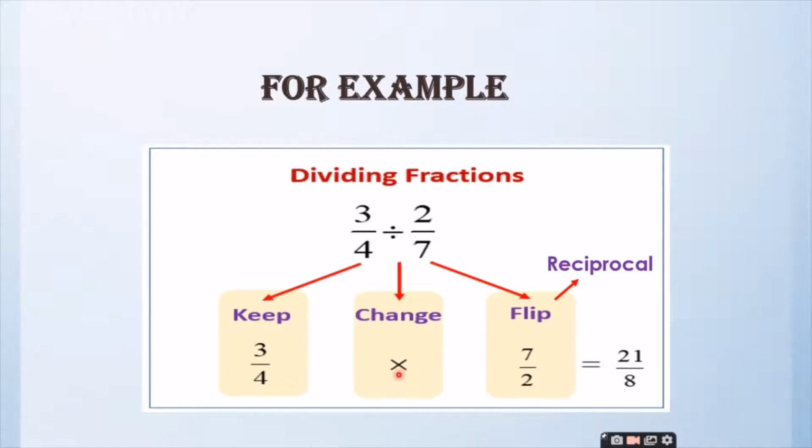Now do the same which we have done in multiplication. Multiply the numerators and the denominators together. 3 7s are 21, 4 2s are 8. This is the example of the steps for dividing fractions.